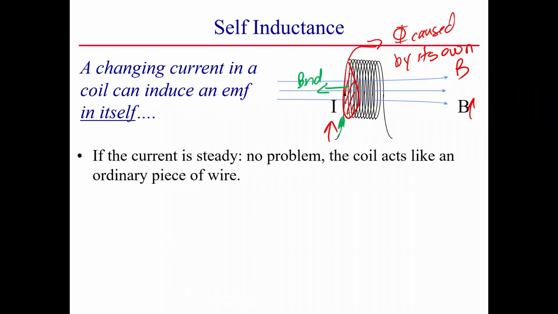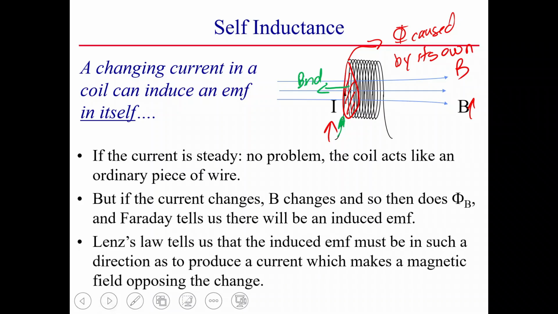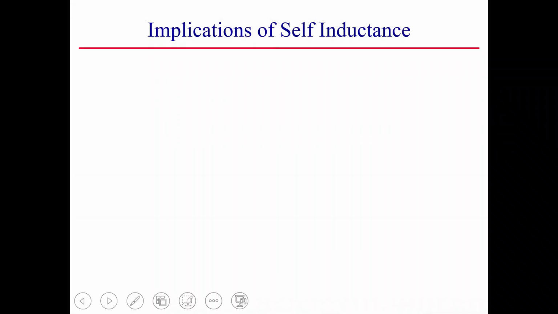If your current is constant, then it doesn't matter. The coil acts like an ordinary wire. But if the current is changing, then you're going to get a change in flux, and there will be this induced EMF. And then Lenz's law tells us that it must be in the opposite direction to oppose the change.